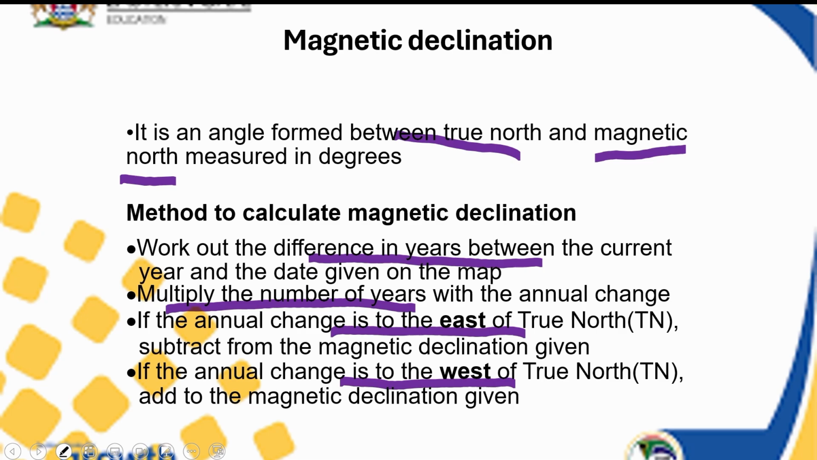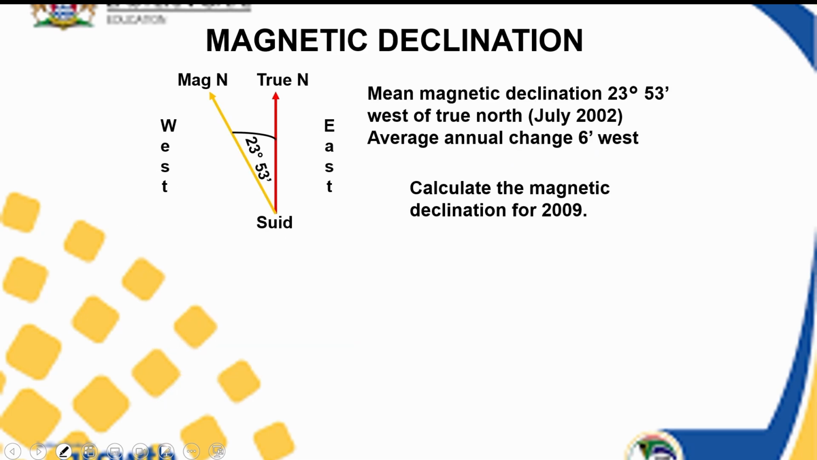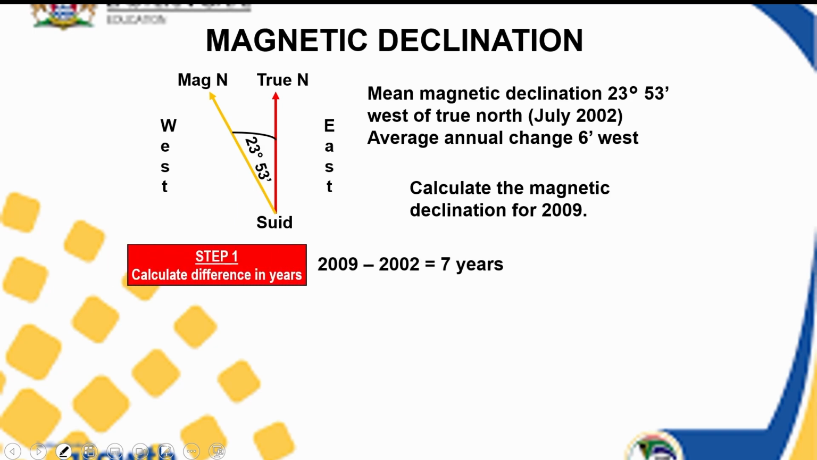What you need to understand, if the annual rate of change is to the east, it means you are going to add what you got. And if the movement of the annual rate of change is to the west, it means you are going to subtract. This means that the angle between the true north and the magnetic north, when it was moving to the east, was decreasing. And when it was moving to the west, the angle was increasing.